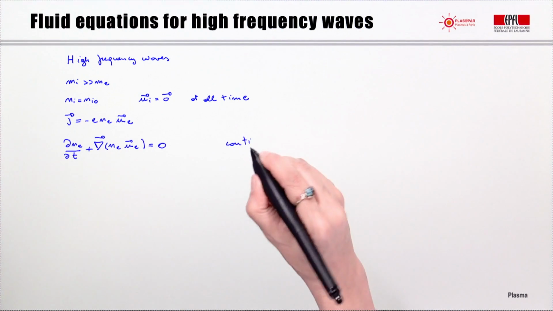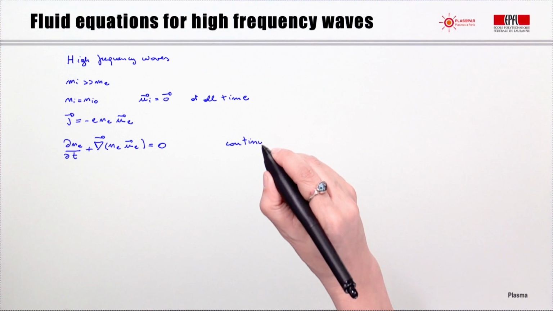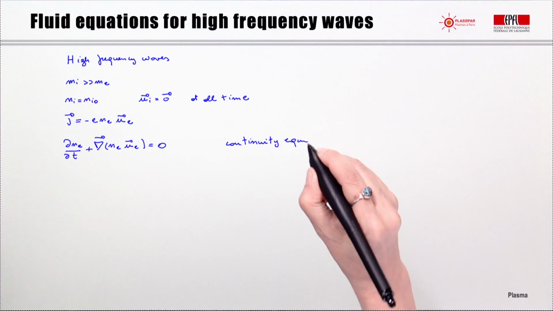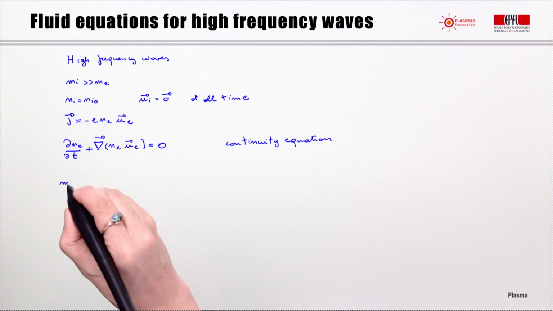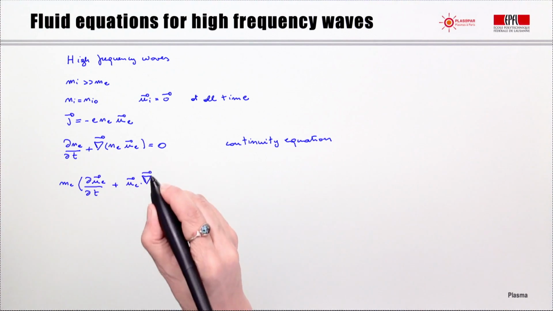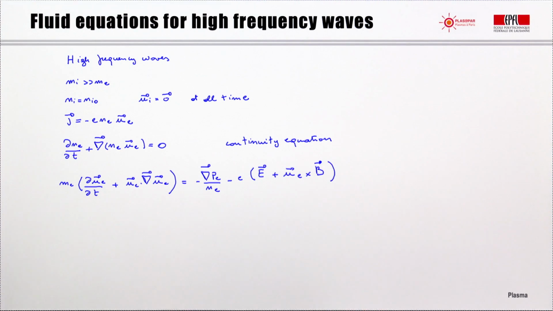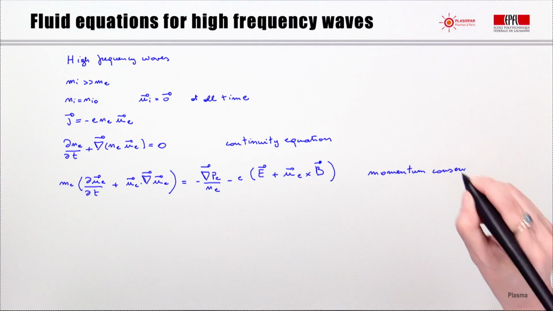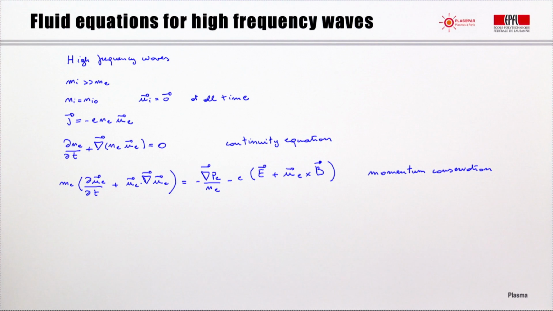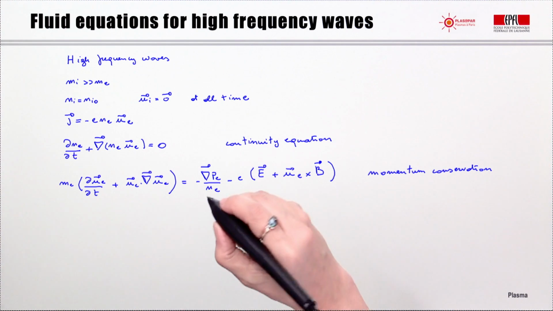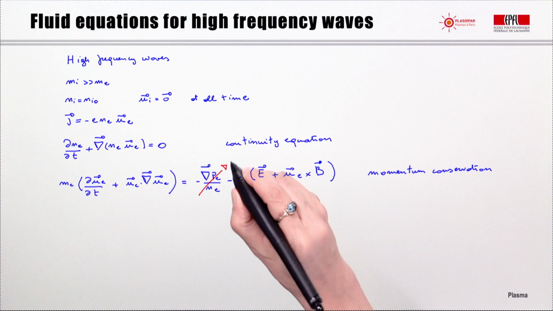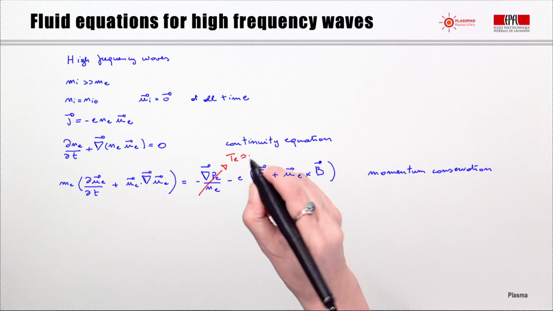First of all, continuity equation. That is also conservation of particles, and then the momentum conservation equation. In this equation, since the electrons behave as a charged fluid responding to electromagnetic fields and pressure fields, we have a pressure term. However, in our case, we consider a cold plasma, and we can neglect this term.